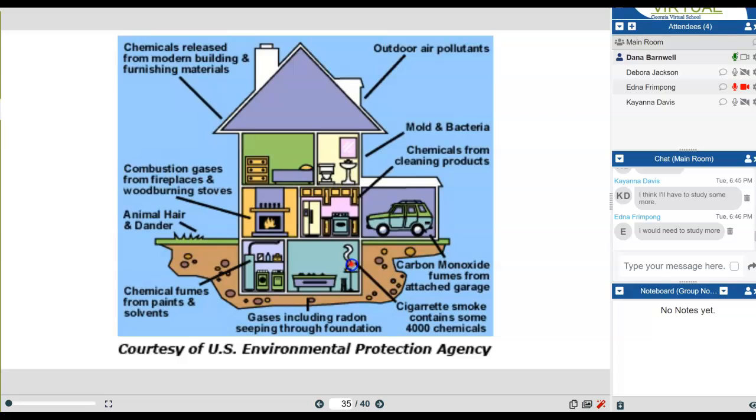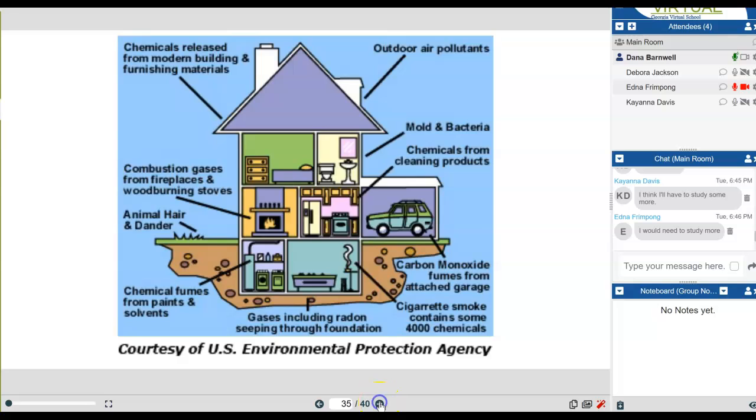Cigarette smoke is obviously an indoor pollutant. Again, we're talking about particulate matter from that cigarette smoke, so secondhand smoke, if you're breathing in someone's secondhand smoke. Animal hair and dander are also particulate matter that can be found in the home.